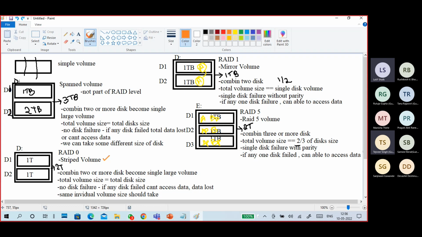1 plus 1, 1. 2 plus 2, 2. 4 plus 4, 4. Okay. So whatever it is, mirror volume. If one disk fails, we can still access data. That is single disk failure tolerance without a parity. Okay, so that is important.